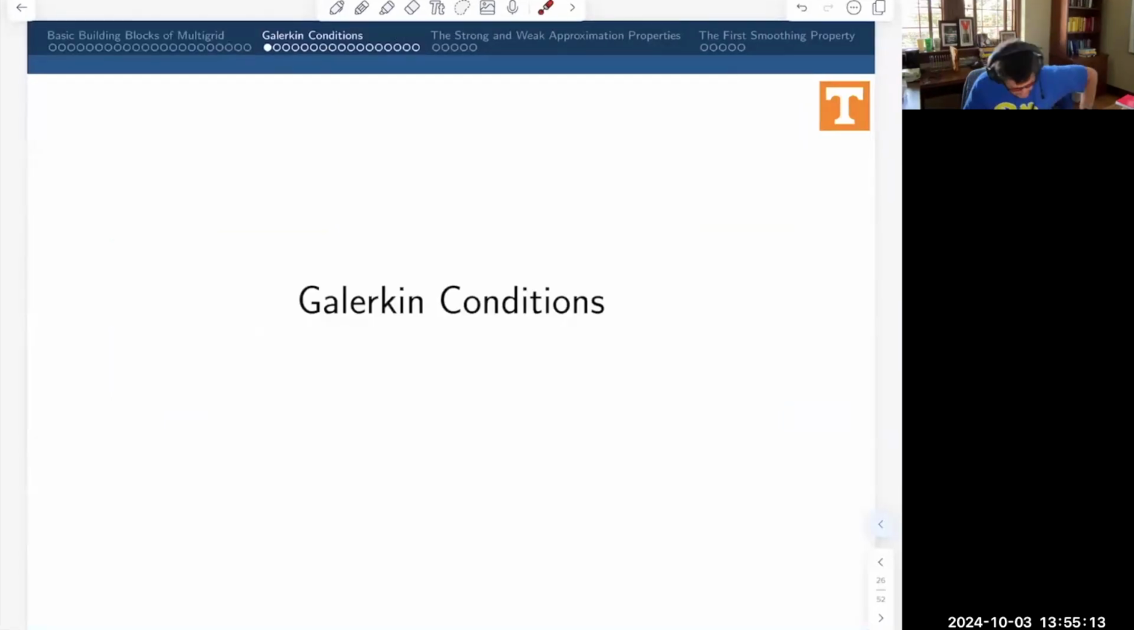All right, so the next section talks about a generalization of what we mean by the Galerkin condition and what the implications are of assuming this Galerkin condition. This is similar to what we discussed in chapter 2 when we were talking about the Galerkin condition in the generic two-grid algorithm. Now we have a full family of stiffness matrices, so we need to figure out how that condition generalizes.